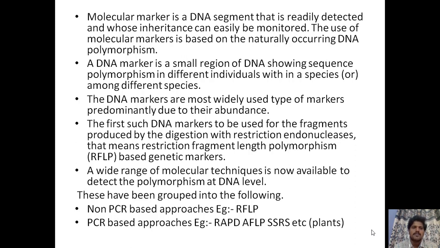We have a number of types of markers, which may be biochemical markers or morphological markers, but DNA markers are of abundant use. The first such DNA markers used were the fragments produced by digestion with restriction enzymes, also called molecular scissors. That means restriction fragment length polymorphism based genetic markers. A wide range of molecular techniques are now available to detect polymorphism at the DNA level. These are grouped into two based on the PCR technique. Non-PCR based approaches, example RFLP; PCR based approaches, example RAPD, AFLP, SSR, etc.